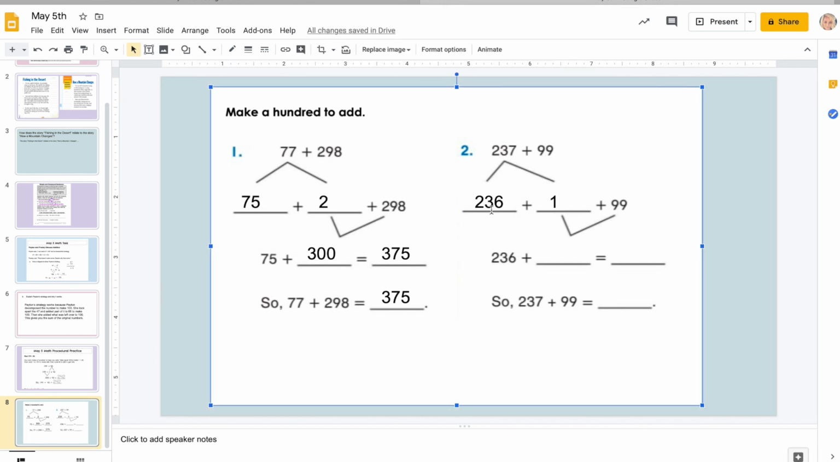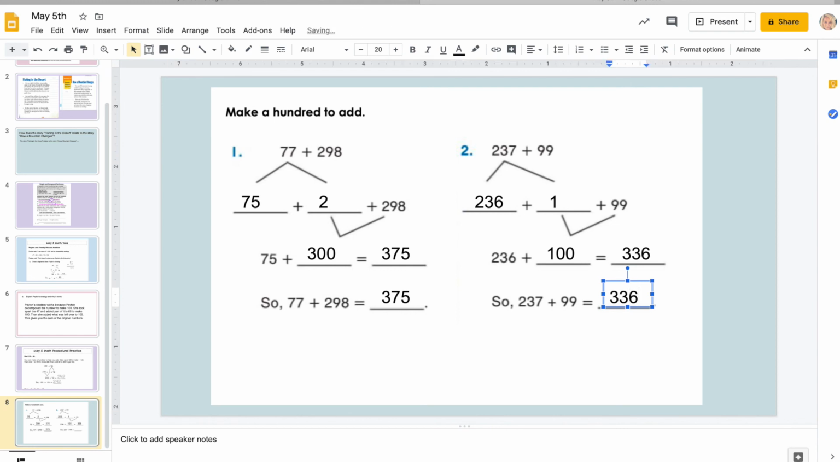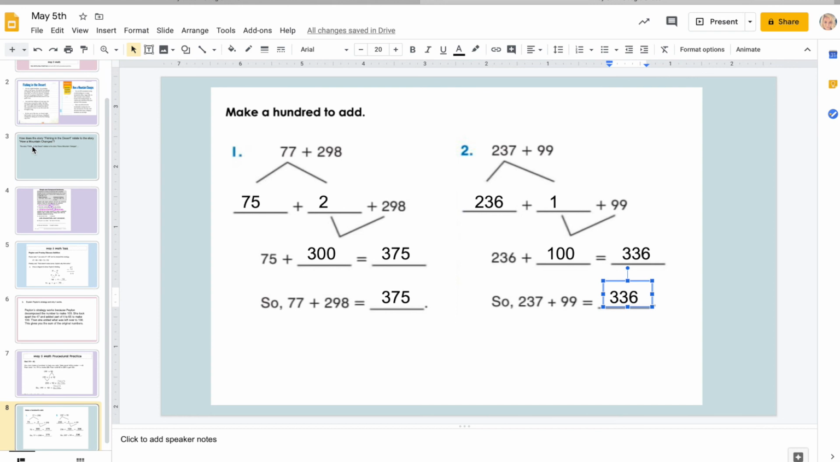Okay, so now we have 236, which is represented here on our diagram, and now we need to add 1 and 99, which makes up that 100. And if we add those together, 236, and we add another 100 to that, focusing on that hundreds column, we know that is 336. So because 236 plus 100 equals 336, that is telling us, again, we did not change any of the values of these numbers. We just decomposed 237 to make 99 an even 100. So that lets us know that 237 plus 99 is also 336. And that is all for the distance learning packet today.